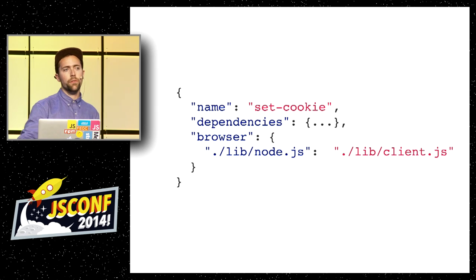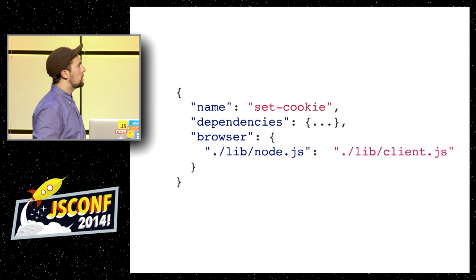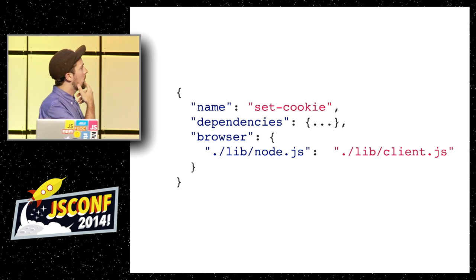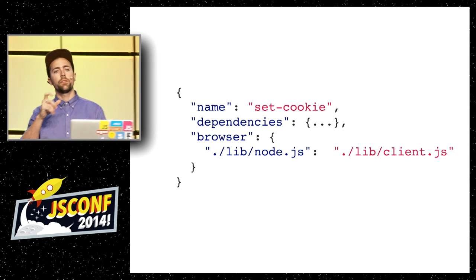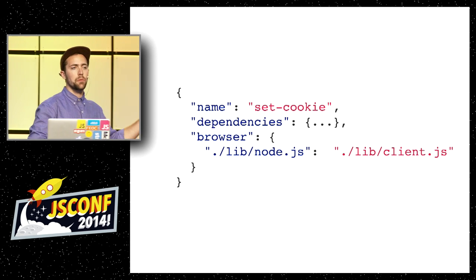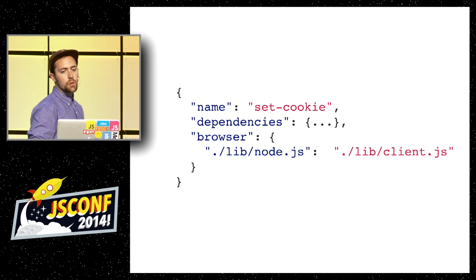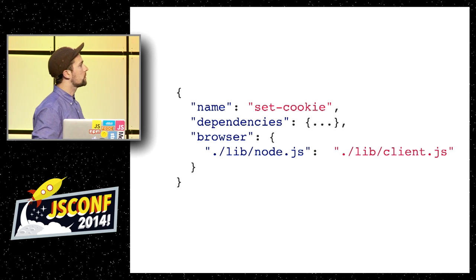But you can get more fine-grained too. In this example, we've got an object. And so you can swap out a specific file for a different file. If you've got a lib/node.js module within your package, you can swap that out for lib/client.js.